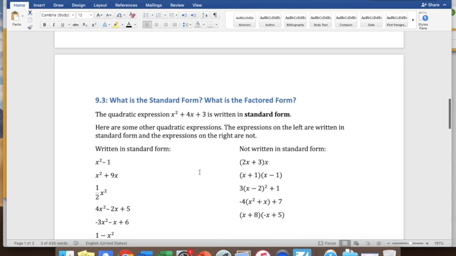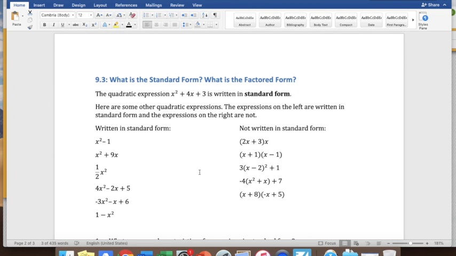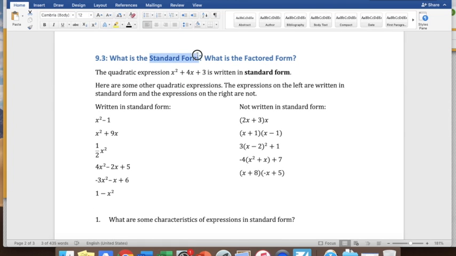So really we're going to learn about the two names of the ways we can see equations written. And we'll see them written mainly in a couple different forms. Our word problems didn't always look like this, but mainly when we're dealing with them, it's easier when they're in one of these two forms. And those two forms are standard form and factored form. So the quadratic expression x squared plus 4x plus 3 is written in standard form.